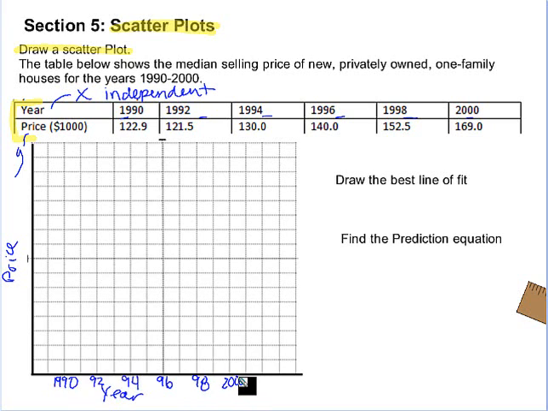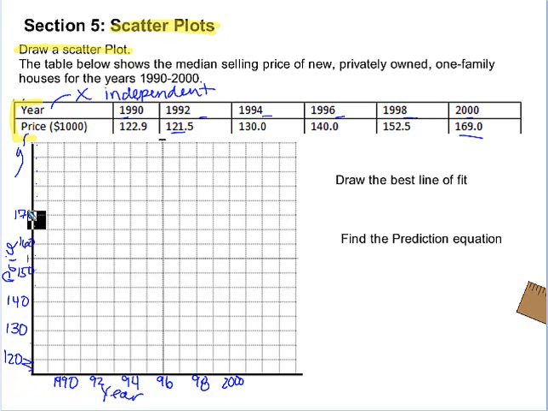So if I start here and make this one 1990, I'll make this one 92, 94, 96, 98, 2000. Price, our lowest price is 121.5 and our highest is 169. So if we just think about that, it gives us about a range of 50. And we've got 1, 2, 3, 4, 5, 6, 7, 8, 9, 10, 11, 12, 13, 14, 15. We got 16 spots there, which means we can probably go up by about 5 each to make it work. So we'll draw the jump. We're jumping some here, and we're starting at 120. There's 130, 140, 150, 160, and 170.